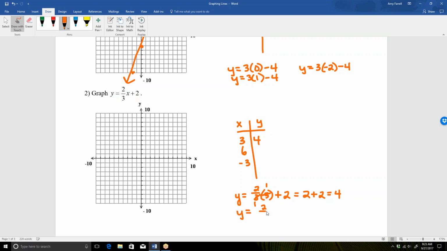If I plug in 6, 2/3 times 6 is 4, and 4 plus 2 is 6. So I get 6 here. Again, I cross-canceled. That's where I got my 4 from. And then finally, I'll show it over here. Y equals 2/3 times negative 3 plus 2, which would be negative 2 plus 2, which is 0. And once again, I cross-canceled here.